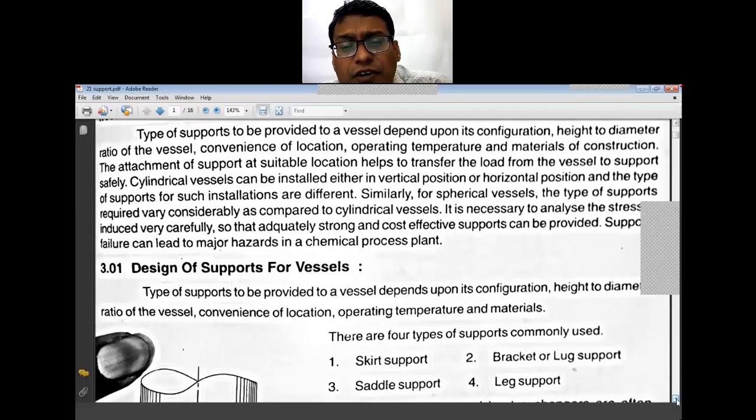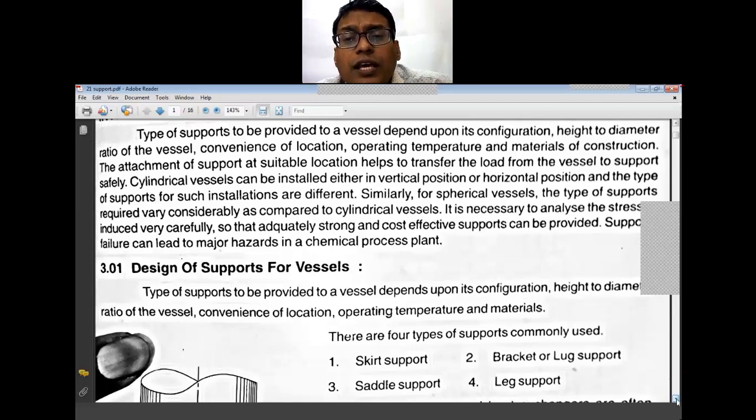These four types of supports are associated with the cylindrical vessel. However, similar or different types of vessel supports are used for spherical vessels. In this chapter, it is the design of cylindrical vessel supports, for which we are going to discuss the bracket support, skirt support, saddle support, and the leg support.